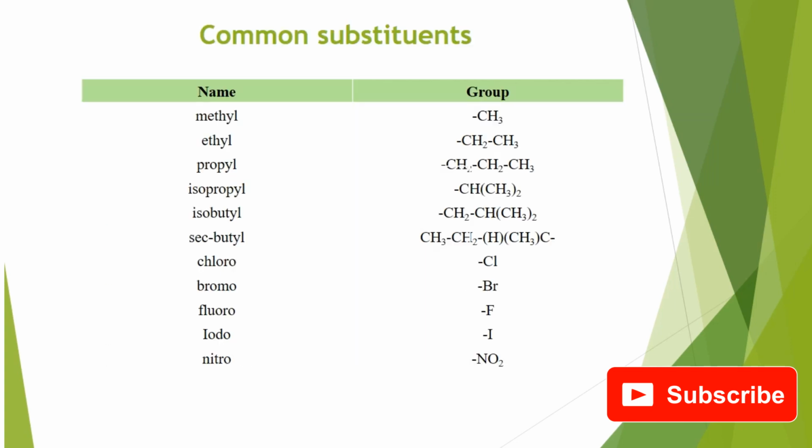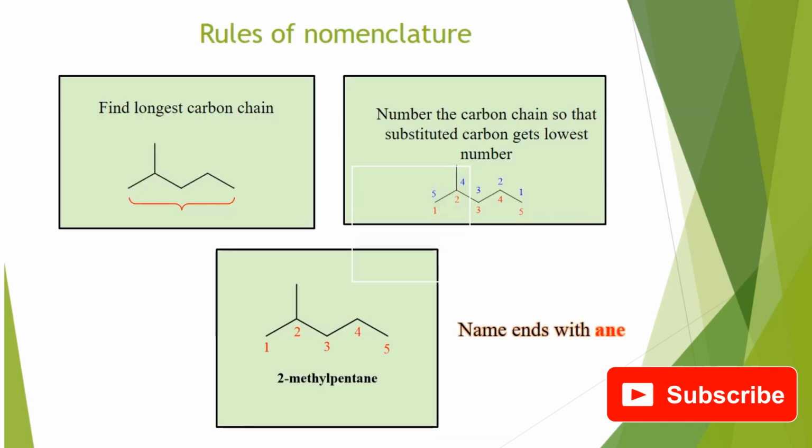These are some common substituents which are mainly used in organic chemistry. CH3 is the methyl group. If two carbons are there, then it will be ethyl. CH2, CH2, CH3 means it is a propyl. Isopropyl means CH with two CH3.